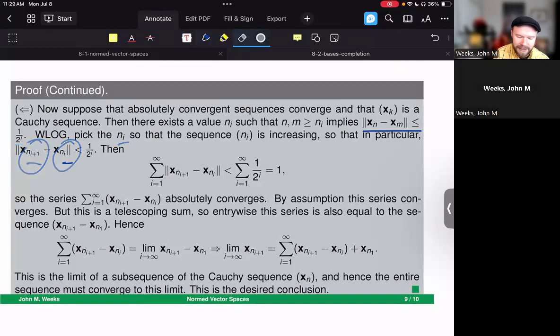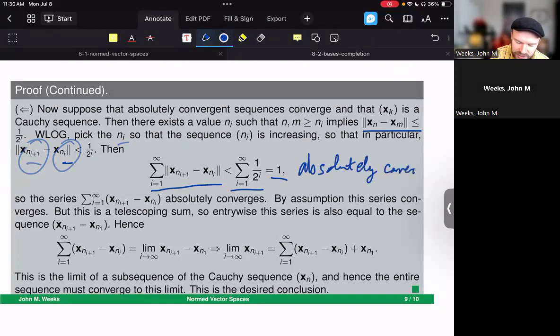Then what do I get from that? The sum of each of these norms is going to be less than the sum of this 1 over 2 to the i, and that's going to be equal to 1. This is now an absolutely convergent series. So what have I just done? I have taken a subsequence of this Cauchy sequence and showed that it was an absolutely convergent series.